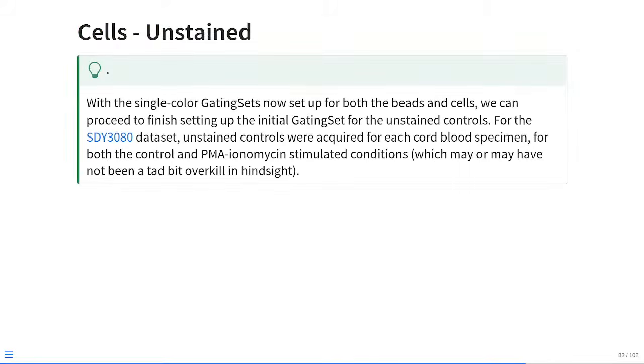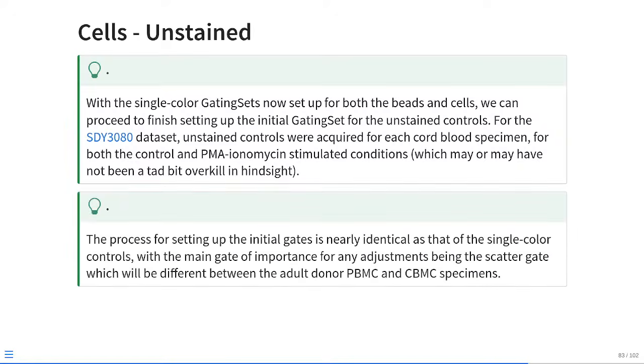And very much last but not least, we have our unstained cell controls for our SDY3080 dataset. These consisted of cord blood specimens. For every individual specimen, we had some unstained, both for control and the PMA conditions, just in case there was variation in autofluorescence based on these ones, which may or may not have been a tad bit overkill in hindsight, but we'll see what this looks like in the next couple weeks.